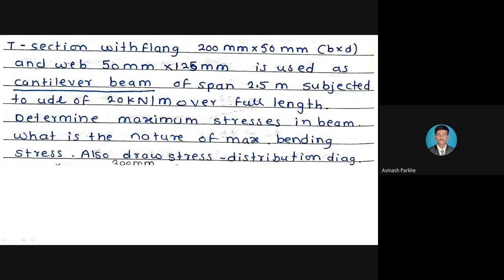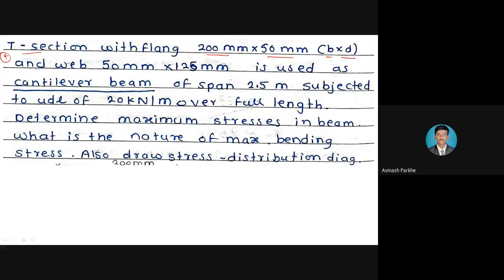Now today we will solve one more problem based on the bending stress calculation. So here problem number 4 is there. Let us read the statement. T section. So what section is given? That is a T section with flange. T section with flange 200 by 50 mm, that is B into D.